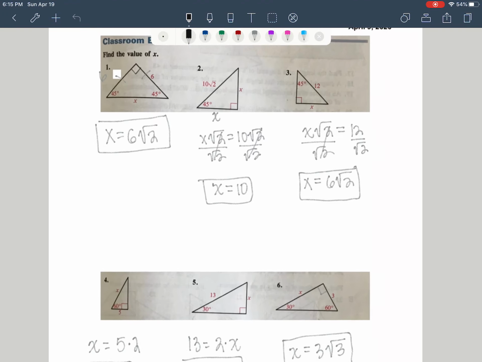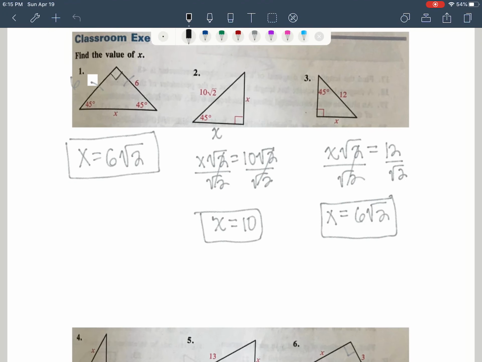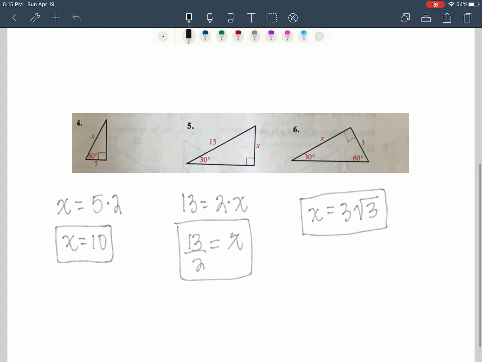You'll know that you have really got it if you've gotten these answers. So here are the answers to 1, 2, and 3. Feel free to press pause if you need to look at the work. Here are the answers to 4, 5, and 6. Again, feel free to press pause if you need to look at the work.